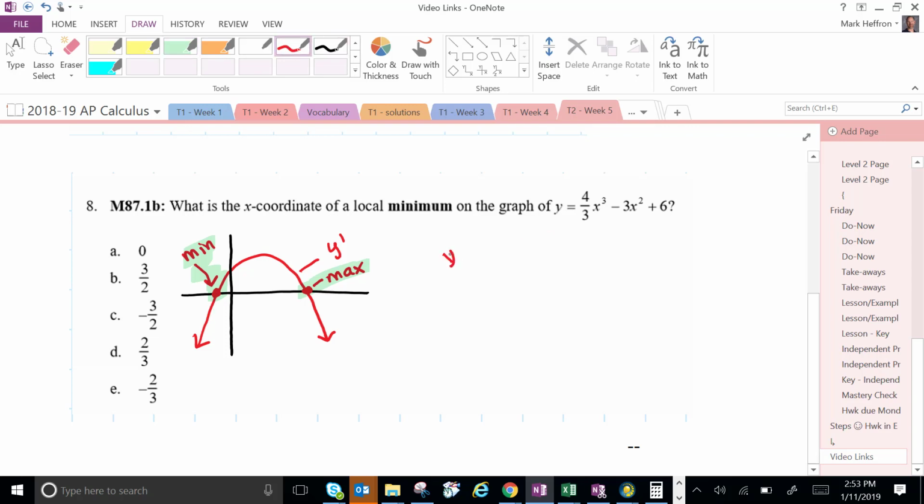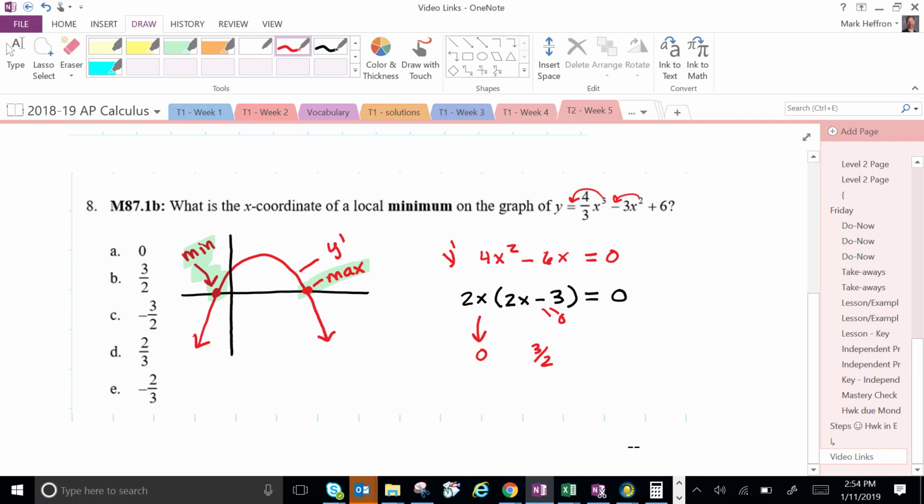We start by taking the derivative, and we get, bring the 3 down, 4x squared minus 6x plus 0. Now we want to see when it equals 0, so we'll set it equal to 0. We'll factor out a 2x and get 2x minus 3 equals 0. That means my zeros are 0 and 3 over 2 when I solve this equal to 0.